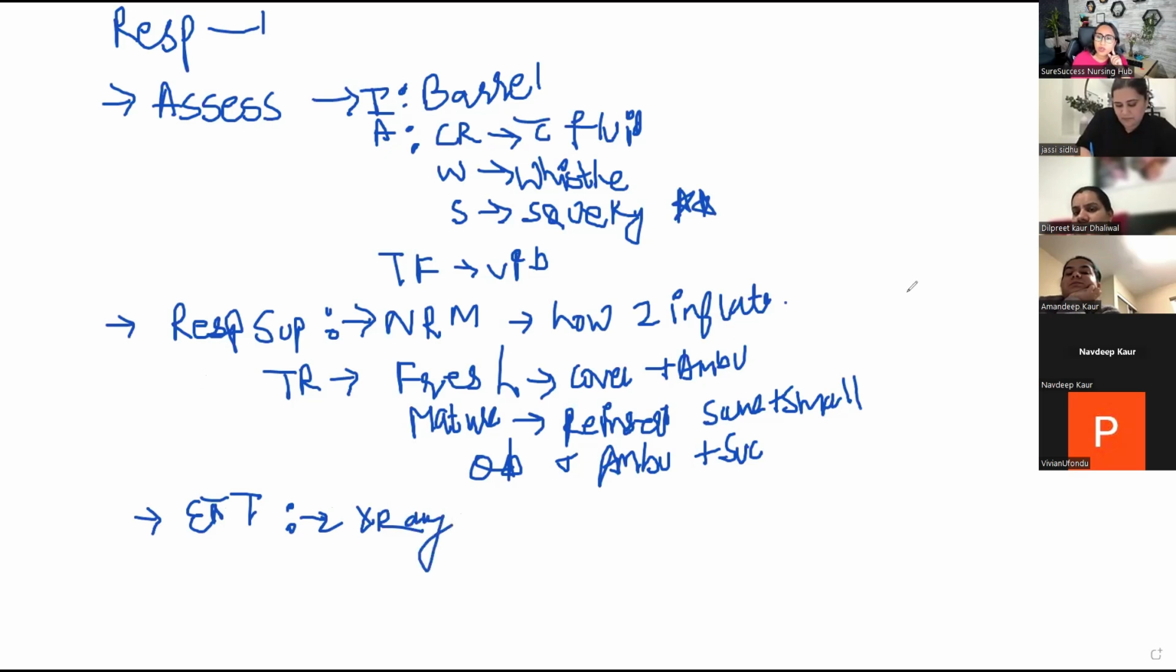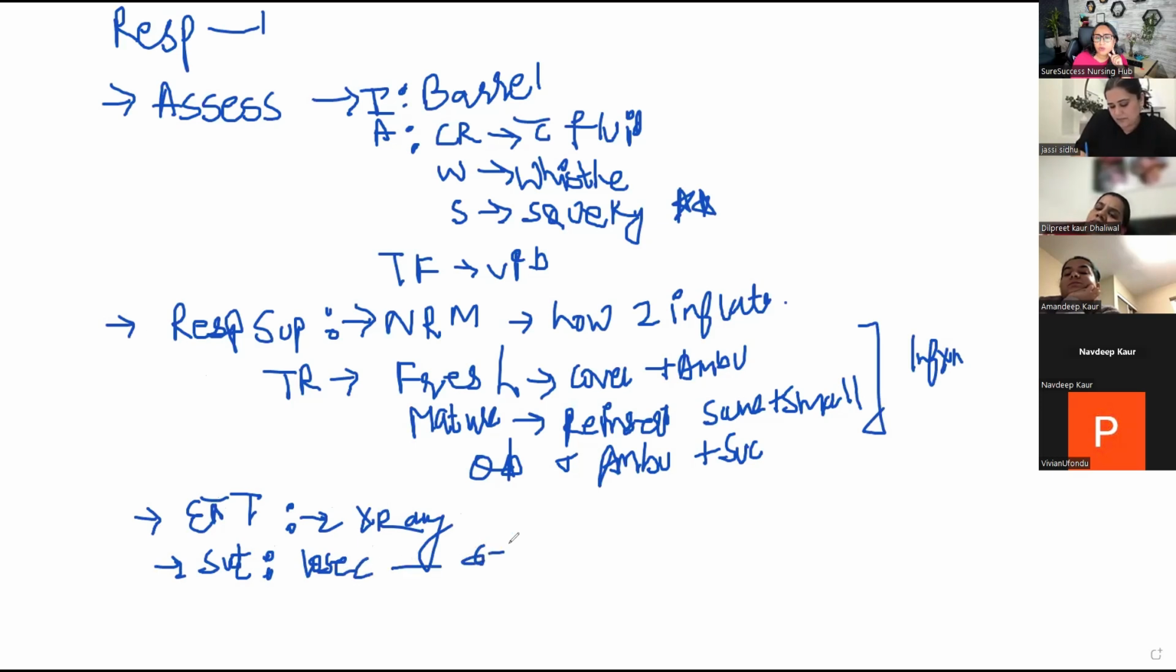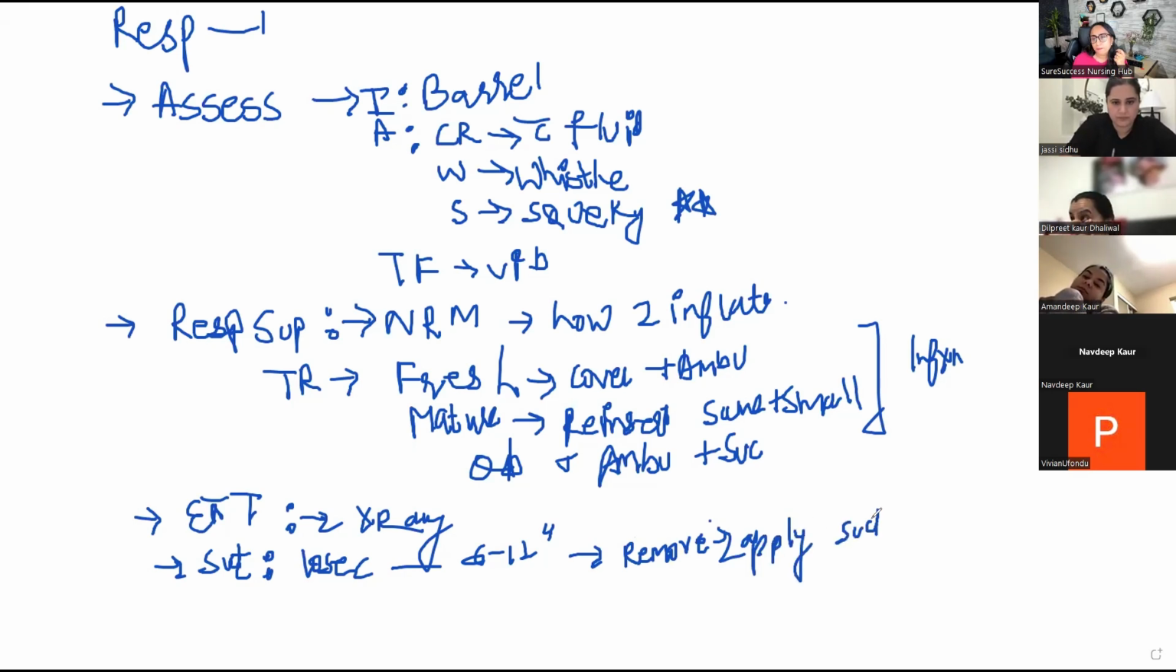For this one, infection can happen. For suctioning, you don't have to write every single thing. Suctioning: 10 seconds, 6 to 12 inches deep. And then only apply suction while removing it. Remove, apply the pressure, apply the suction. Okay. And what else?